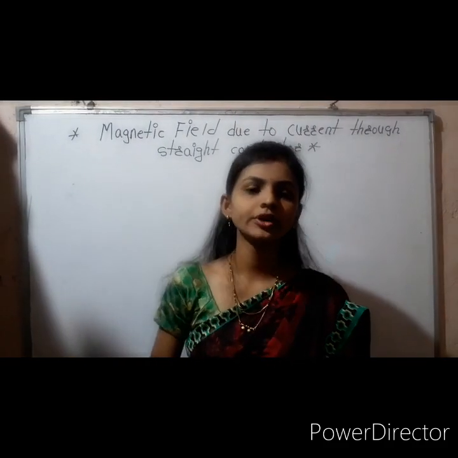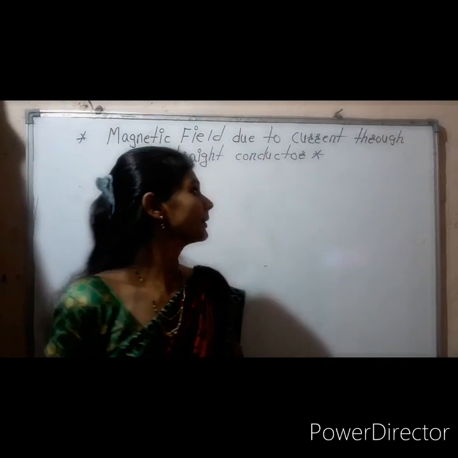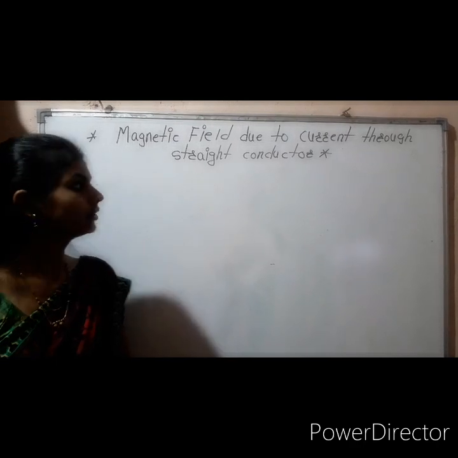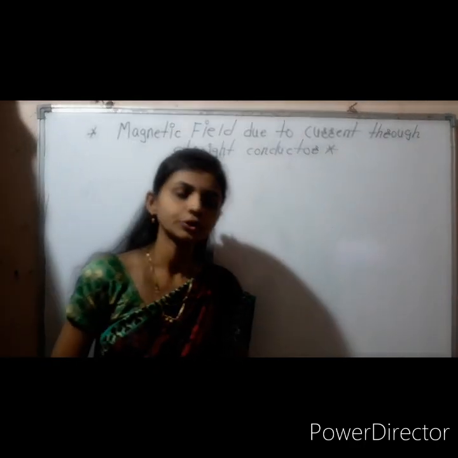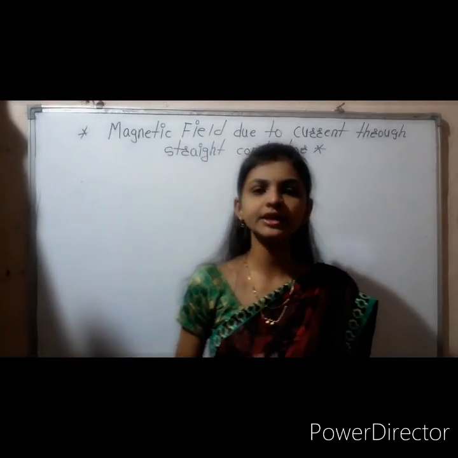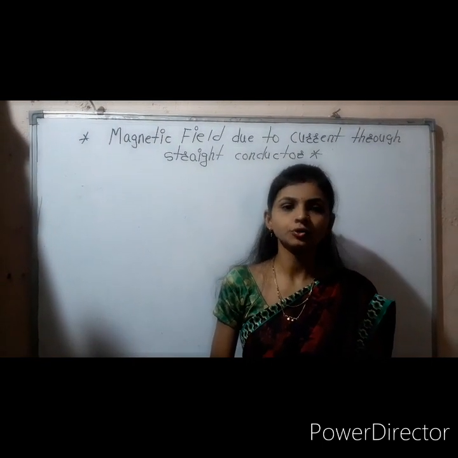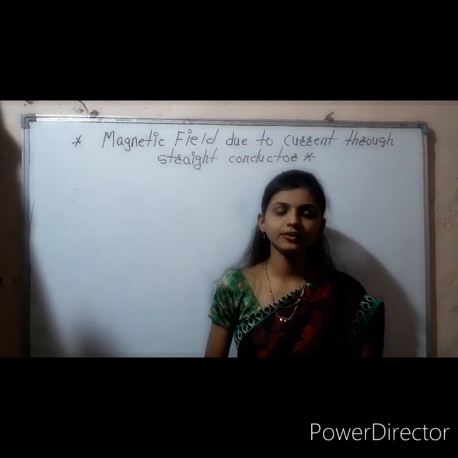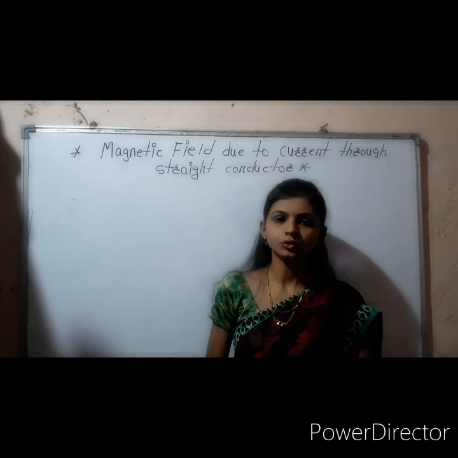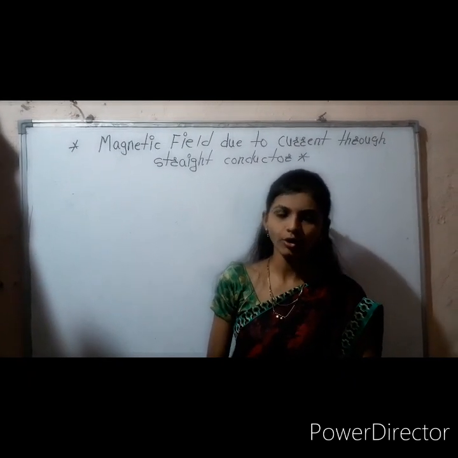Hello everyone. In today's period we are going to discuss the magnetic field due to the current through a straight conductor. So today we are going to see that whenever current is flowing through a straight conductor, which type of magnetic field is produced around it. Let us discuss with a small experiment.